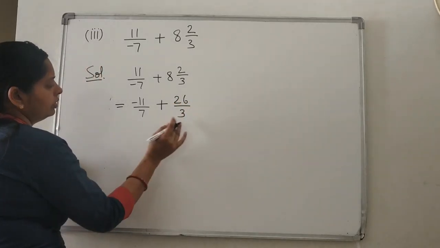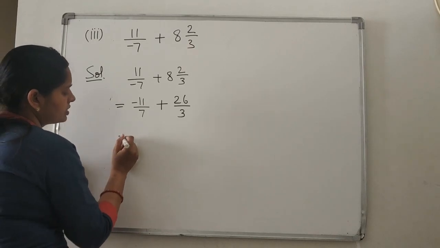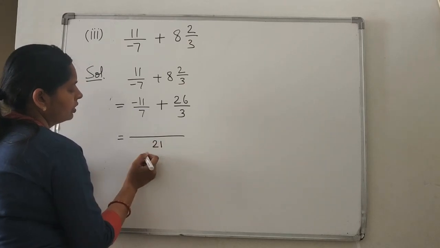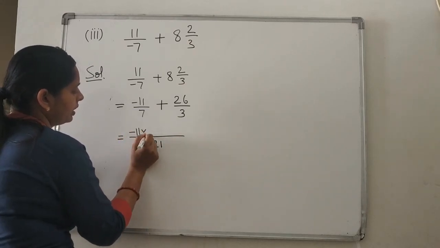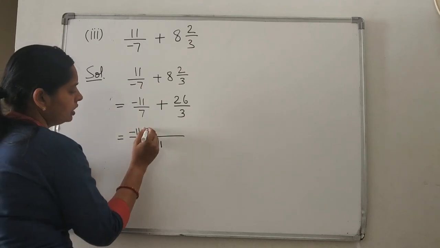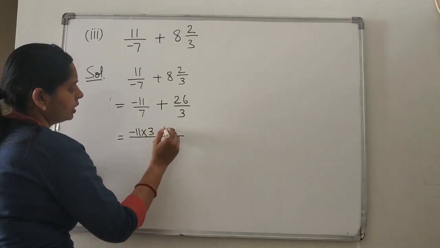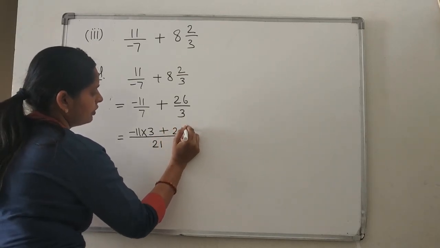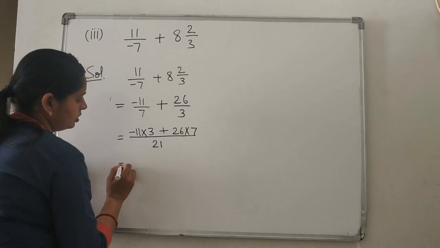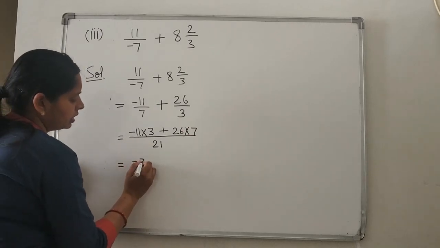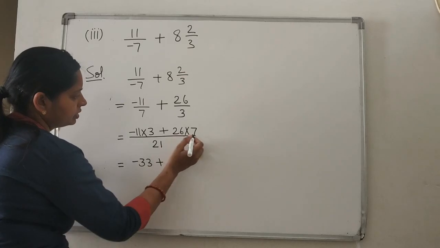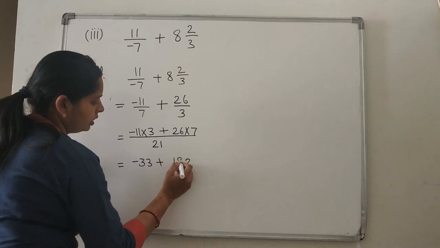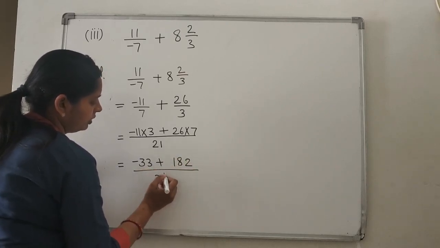Now again, denominators are different, so we will go for the LCM, and LCM of 7 and 3 will give you how much? 21, right? So, minus 11 multiplied by 7 3s is 21, so we need to multiply it by 3, plus 3 7s is 21, so in 26 we have to multiply 7. So what you will get? Minus 33 plus 7 6s are 42, 4 carry, 7 2s are 14 plus 4 is 18, 182 upon 21.